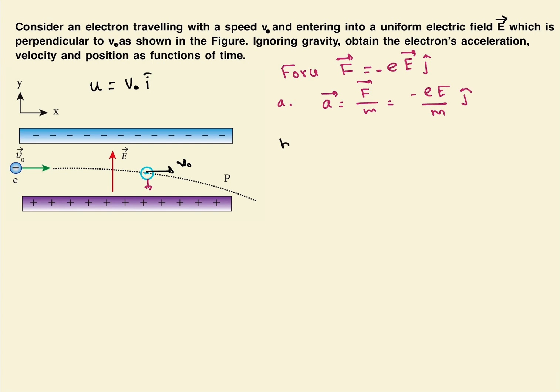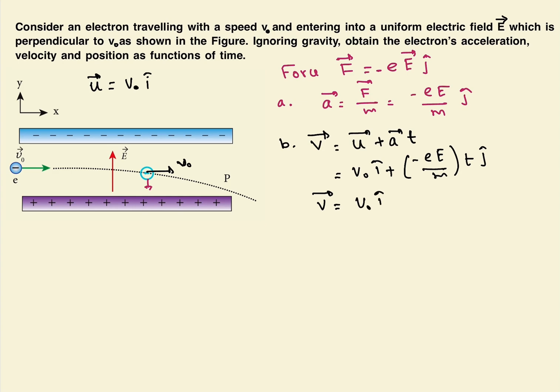Now I want to find the final velocity. The final velocity vector v is equal to the initial velocity vector u plus acceleration times time, as per the kinematics equations. Substituting, u vector is v0 i cap, plus the acceleration, minus capital E by m, times time, j cap. So the velocity is v0 i cap minus capital E by m into t, j cap. This is very important. This is the answer for the second one.